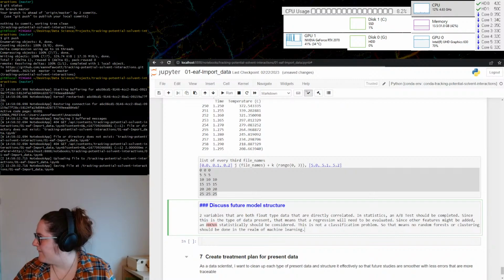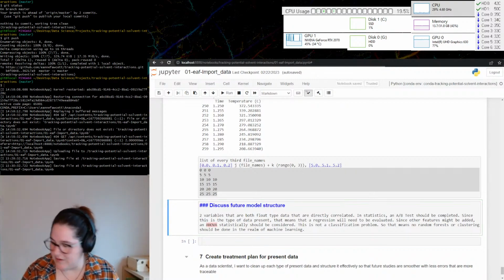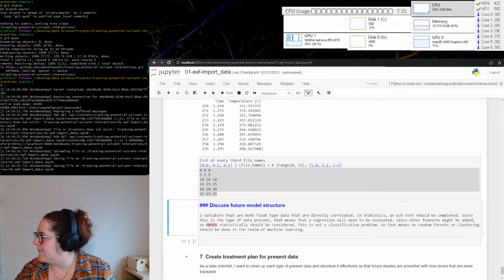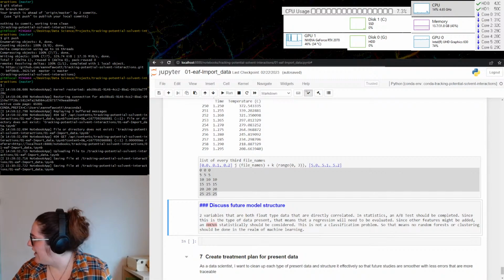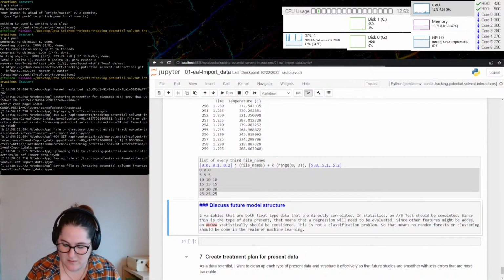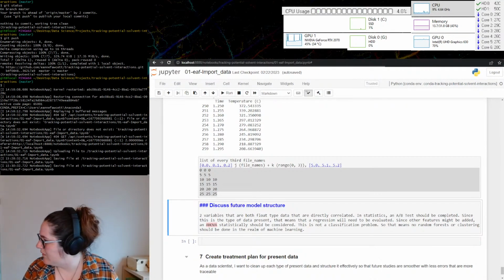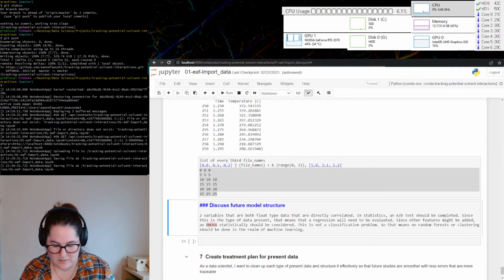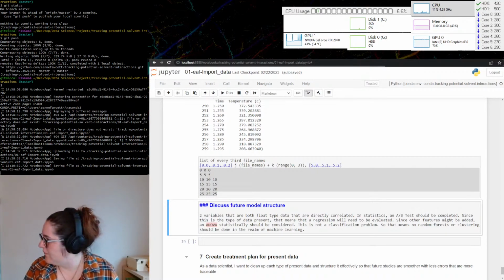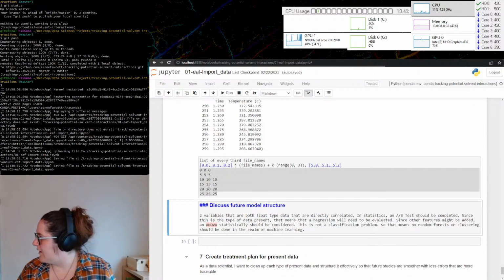I do believe, and I'm gonna pull it up on a different screen over here, I do have a list that I made myself. Yeah, here it is.